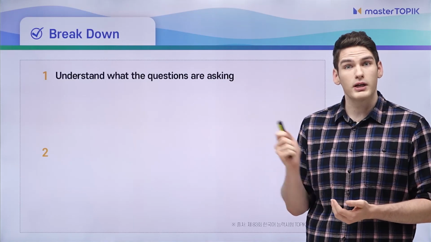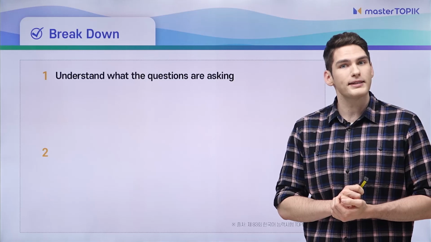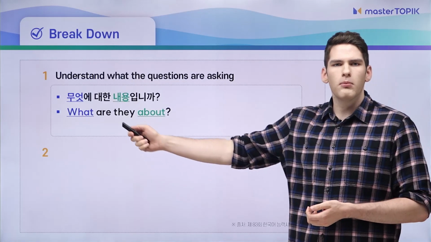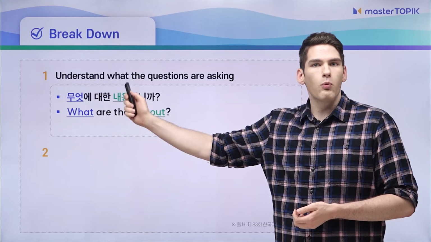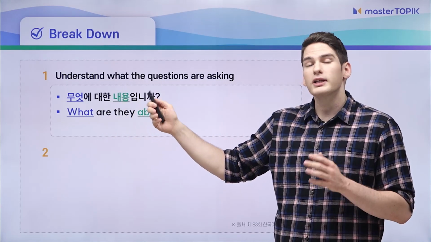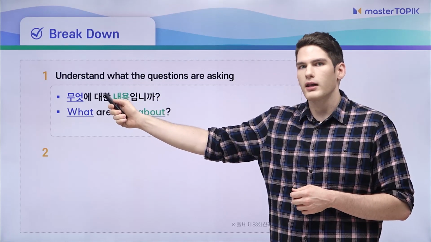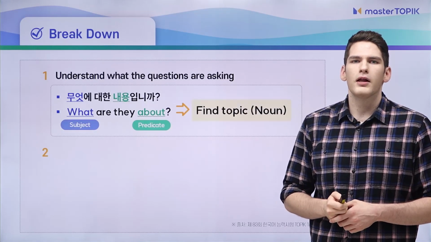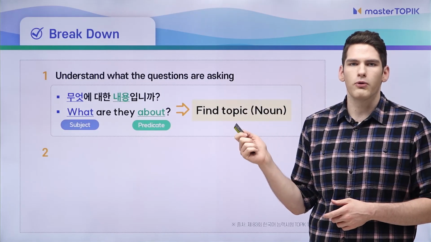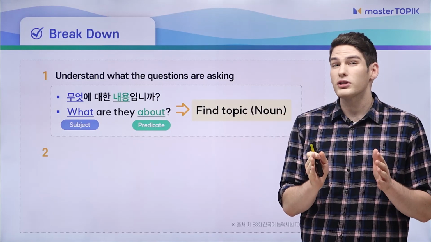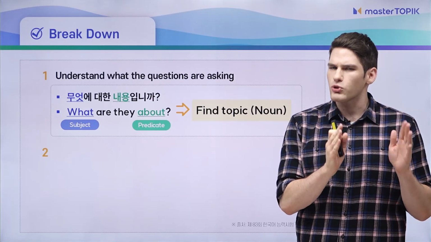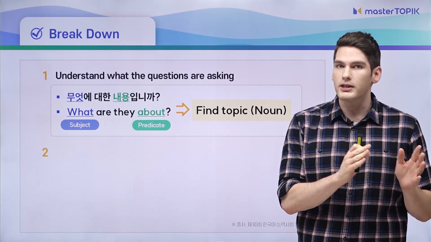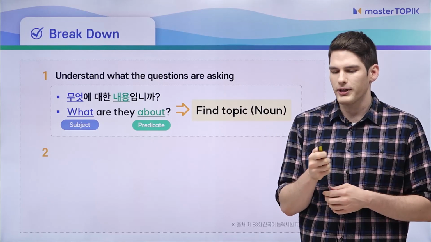First, obviously, we're going to want to understand what the questions are asking, okay? So they're going to ask you, 무엇에 대한 내용입니까? So here, 무엇 is what. What is 뭐, right? But usually on tests like this, you're going to see the word 무엇 a lot, so you're going to want to make sure you learn that, okay? And so we're going to be finding the topic, the noun, because in these questions, they're usually going to be pretty short sentences, and it's going to be very simple, so you're just going to want to know what the topic is, what the verb is, and that's going to get you through, okay?